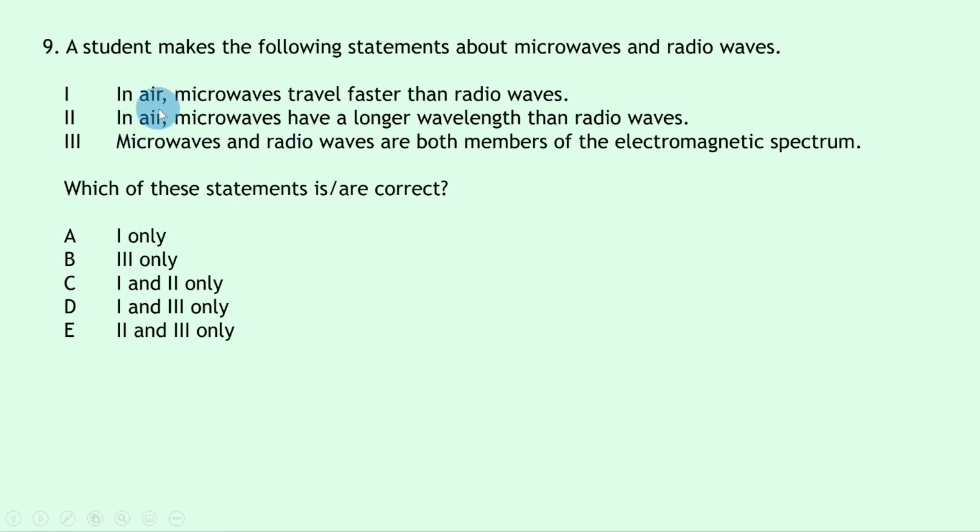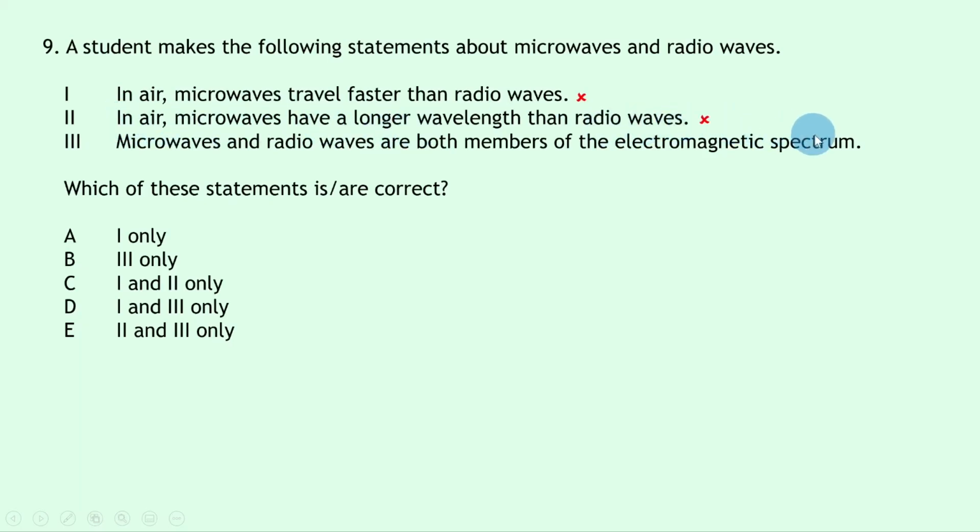So for statement 1, in air, microwaves travel faster than radio waves. That is false, because remember, microwaves and radio waves are both members of the electromagnetic spectrum, which sort of answers statement 3 for us. That means that both of them have to travel at the same speed, and that speed is the speed of light, 3 times 10 to the 8 meters per second, or 300 million meters per second.